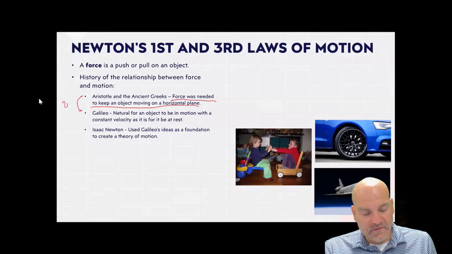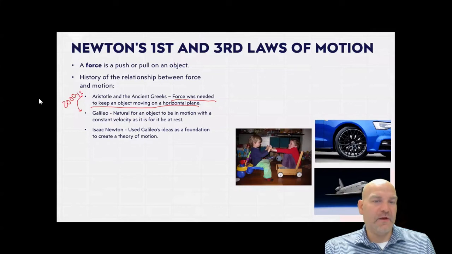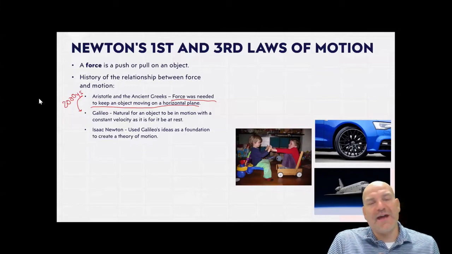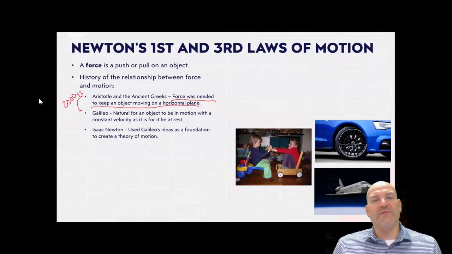Then we go 2,000 years later or so, we're talking about Galileo, right? So Galileo is basically saying that it's natural for objects to be in motion with constant velocity as it is for it to be at rest. So he's just saying it's really natural for objects to want to keep moving or to be at rest.